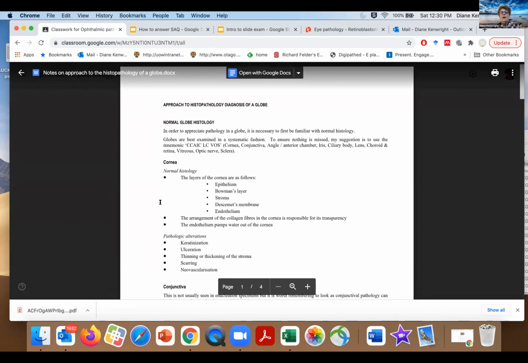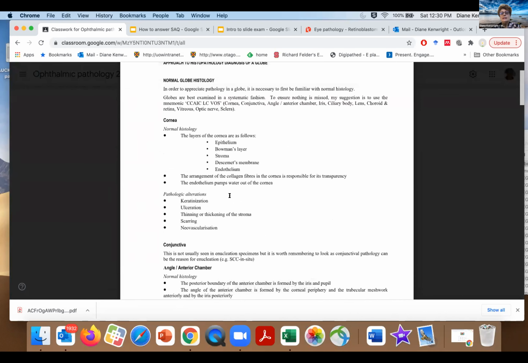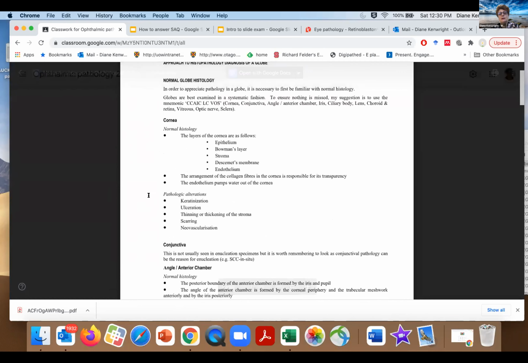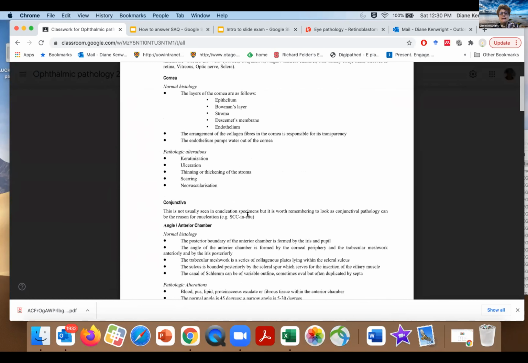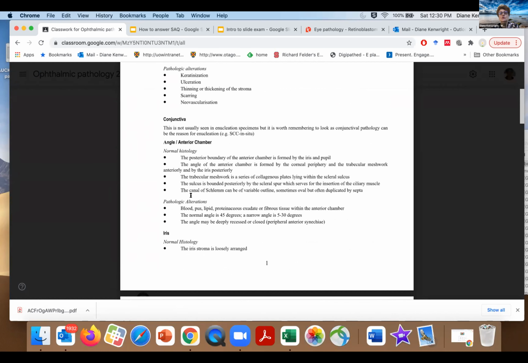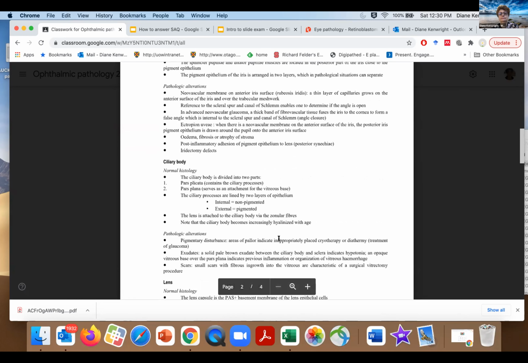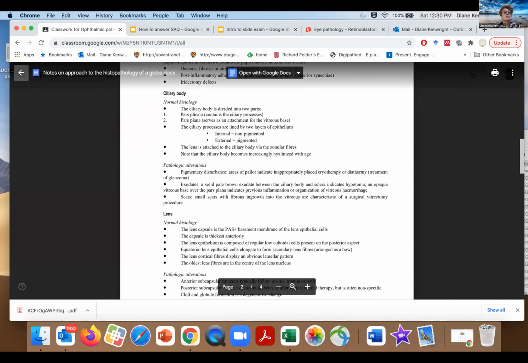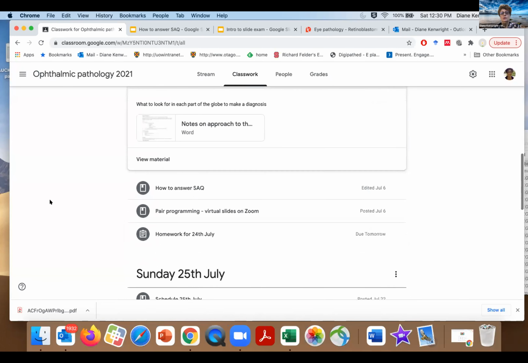These are the pathologic alterations that you usually see. So there's the normal histology that you would observe in each place, and the pathologic alterations that you would see in each place. Normally you would see that, and so you'd expect to look for those things. So those are references for you when you're actually doing your work.